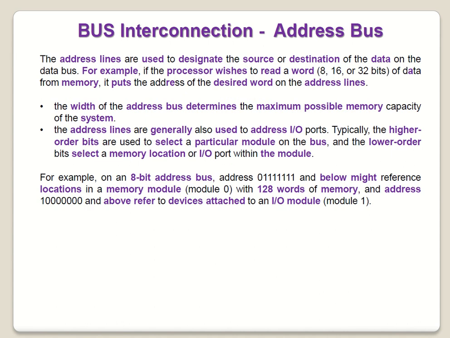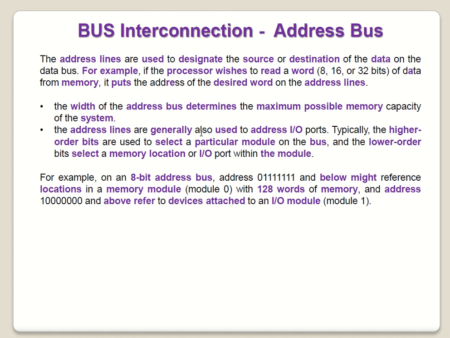Let's move into the address bus. The address lines are used to designate the source or the destination of the data. If the processor wishes to read a word from memory or write something to memory, the processor needs to know the location, the address. So it puts the address of the desired word on the address lines. The width of the address bus determines the maximum possible memory capacity of the system.